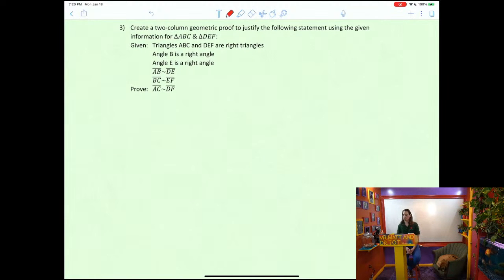So please create a 2-column geometric proof to justify the following statement using the given information for triangle ABC and triangle DEF. Triangles ABC and DEF are right triangles. Angles B and E are right angles. Line segment AB is proportionate to line segment DE, and line segment BC is proportionate to line segment EF. Prove that line segment AC is proportionate to line segment DF. I'll give you 4 minutes, and after 1 minute, I'll start to solve.